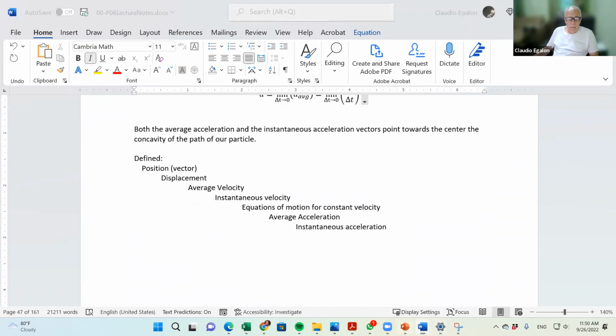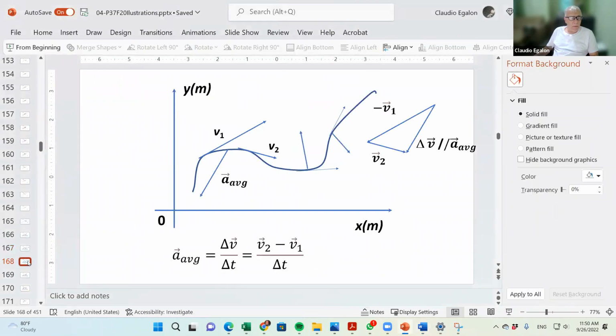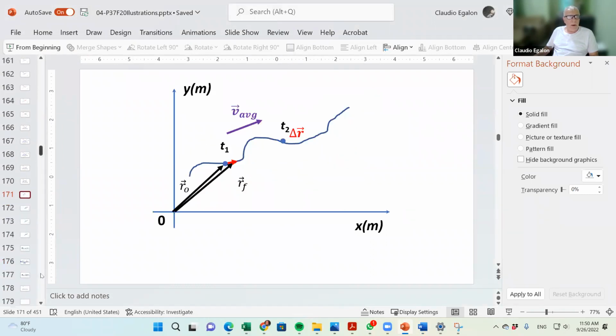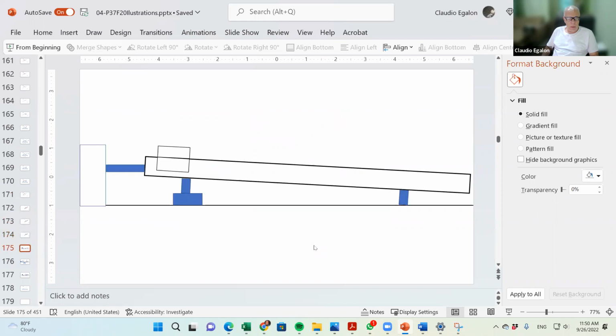So you may perfectly well have a question in the exam where I give a general path of a particle and I ask you which direction the acceleration points, right? Right now, at this point, the instantaneous acceleration vector is going to point in this direction. At this other point here, it is going to point in this direction towards the center of the concavity. Here is towards this side, here is towards this side, and so on. That's what you have to know.